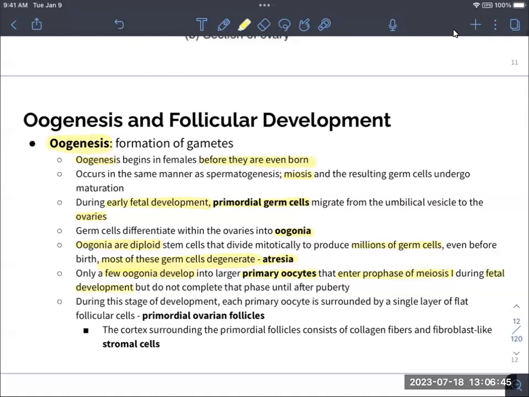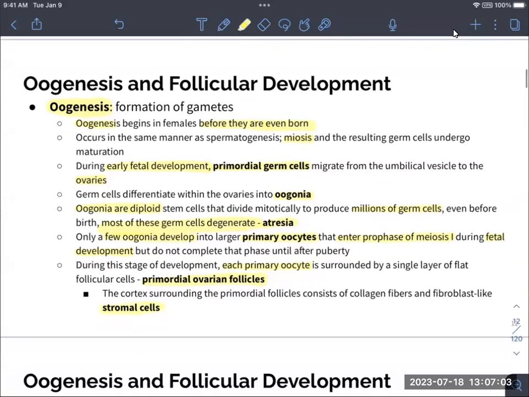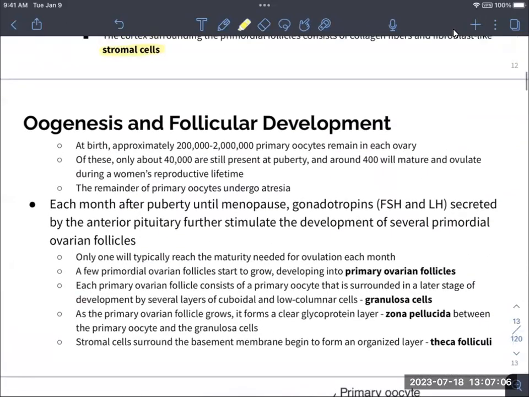So now we have each of these primary oocytes. They're surrounded by these primordial ovarian follicles. They contain those stromal cells that have those collagen fibers and those fibroblast-like cells. So at birth, a female has between 200,000 and 2 million primary oocytes in each ovary.